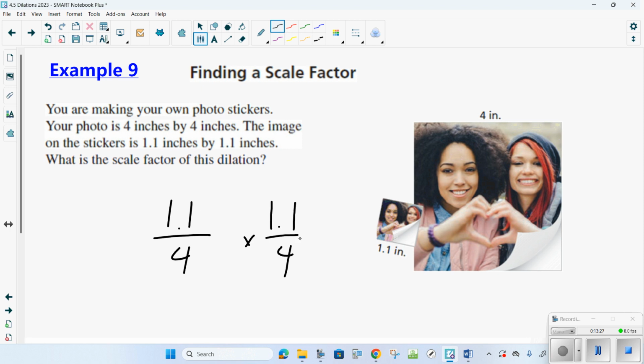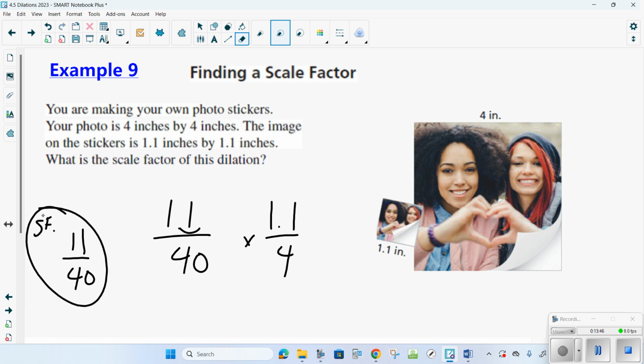What is the scale factor? Now, technically, you shouldn't have a decimal within a fraction. So we're talking about 11/40ths. Notice I moved it 1 decimal place, so I move it 1 decimal place on the bottom. So my scale factor is 11/40ths.